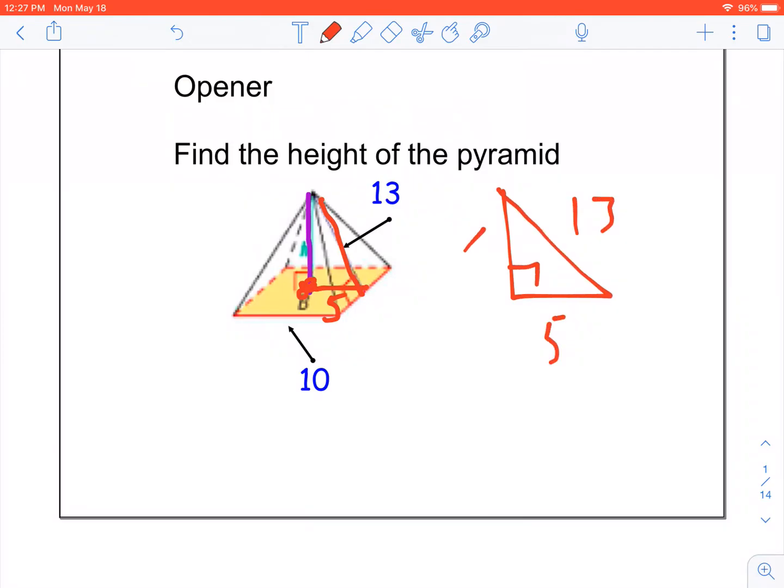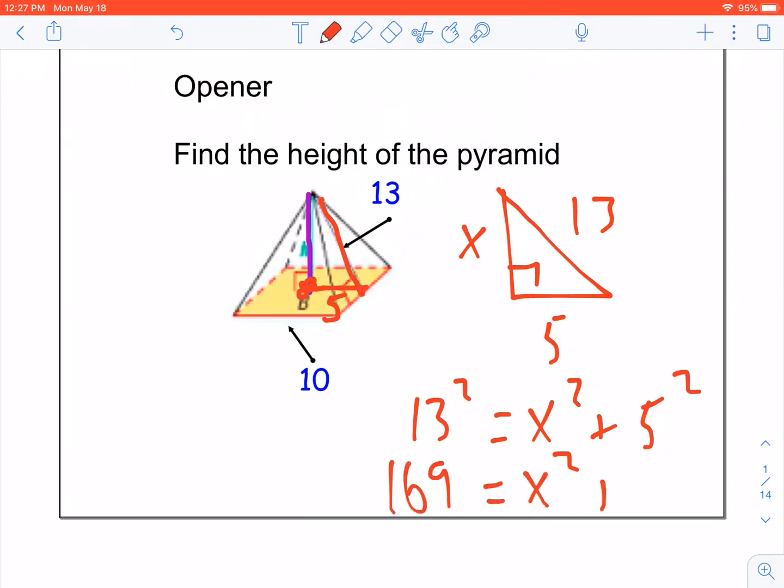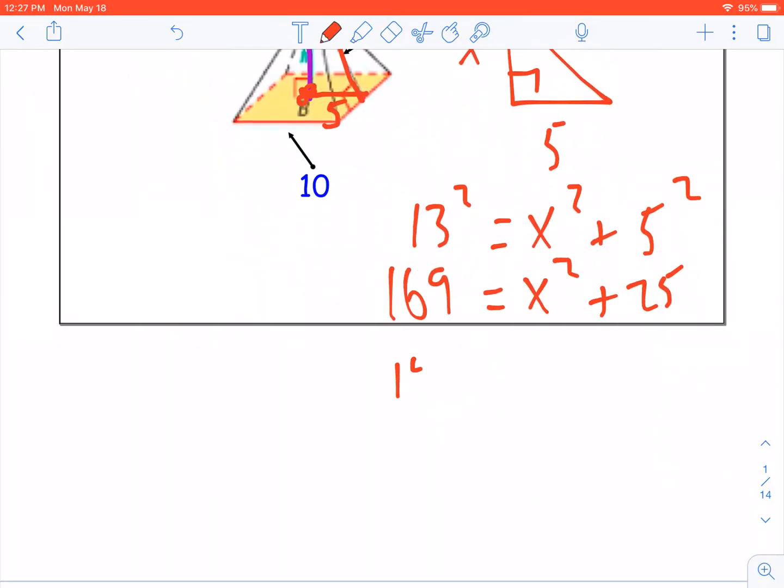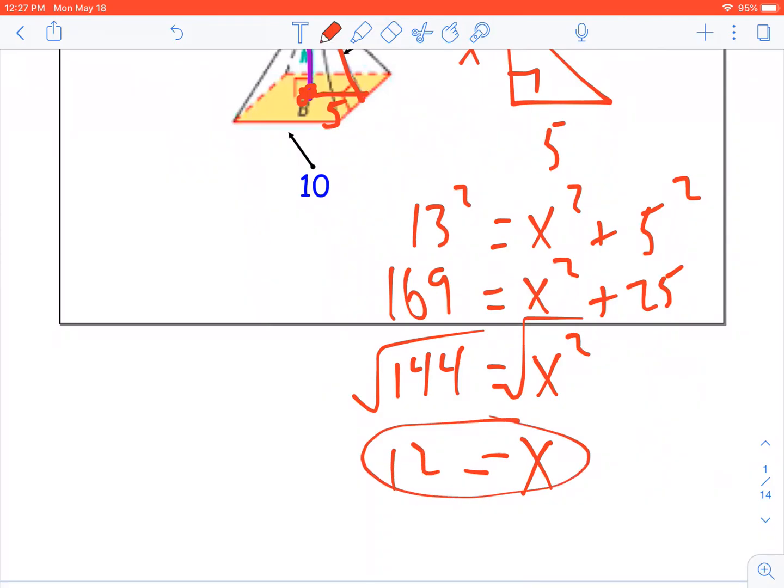To find the height of my pyramid, it's just Pythagorean theorem. 13 squared equals x squared plus 5 squared. 13 squared is 169. 5 squared is 25. Subtract it over, and we get 144 equals x squared. And then take the square root. We end up with x equals 12 for our height. When we do volume, that's the piece that we're going to need.